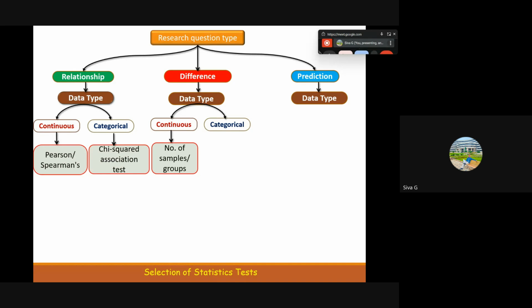If you want to perform a t-test, then we need to see the number of samples. Let us say you have only one sample that I want to compare.